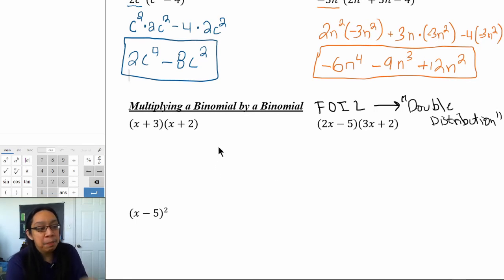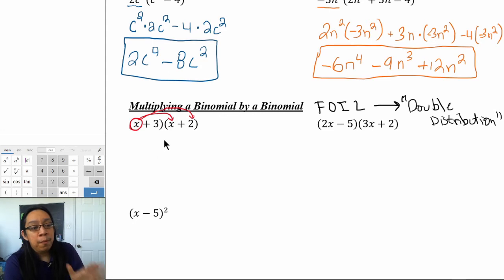So we have x plus 3 times x plus 2. So how do we start multiplying something like that? Well, keeping in mind this idea of double distribution, what we're going to be doing is first taking this first term, the x, and distributing it to the 2 terms in the other binomial. With respect to FOIL, by multiplying the x into the x and the 2, you're actually getting the F and the O in FOIL, because x times x are the first terms, x times 2 is the outer terms.